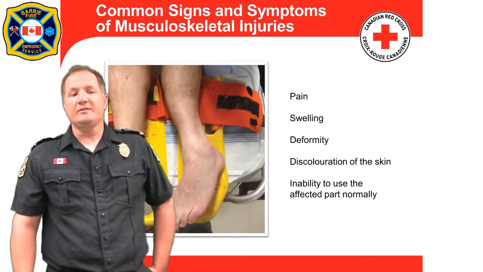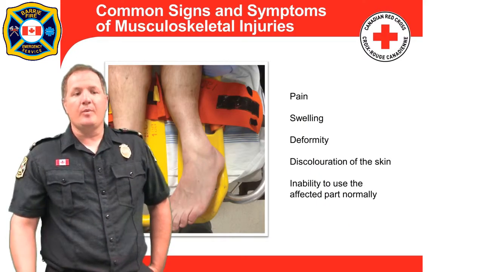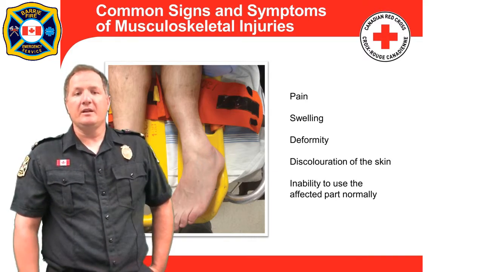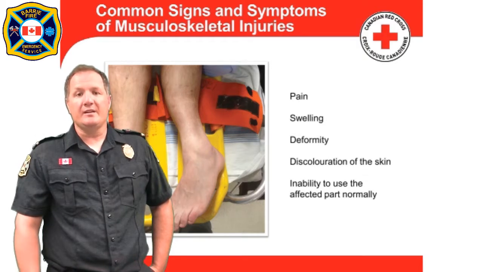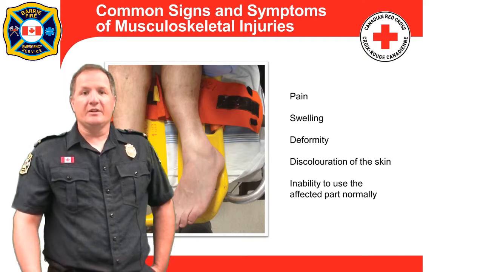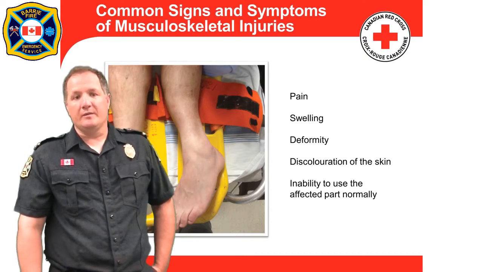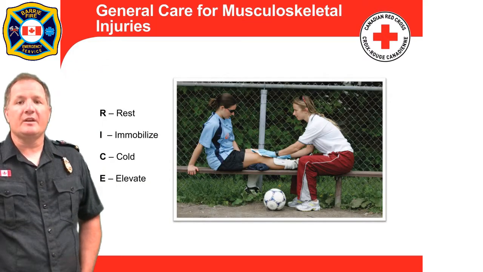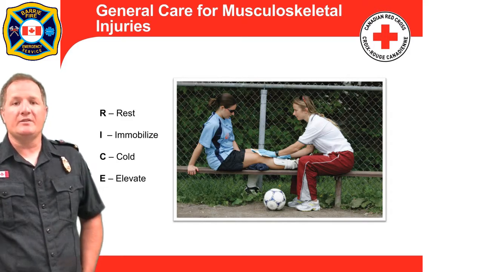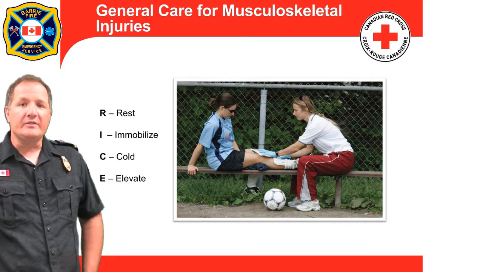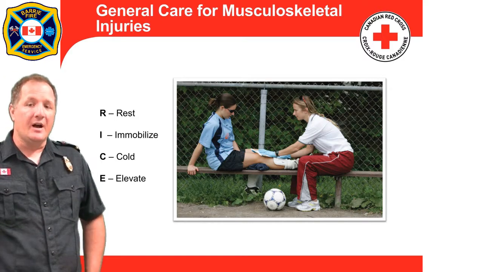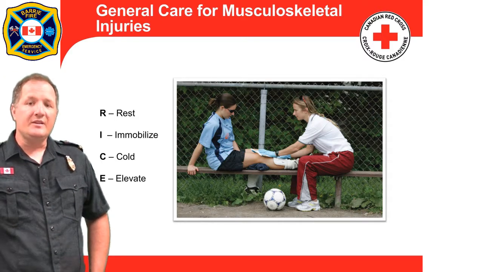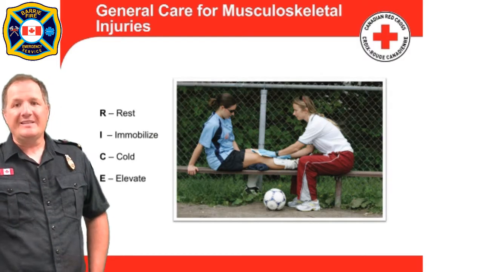The more common signs and symptoms of a musculoskeletal injury are pain, swelling, deformity, and inability to use the affected part. It's an important part of our primary and secondary survey to actually expose the area and again assess the circulation, mobility, and sensation of the injured part. General care for musculoskeletal injuries includes four basic concepts. We use the acronym RICE to remember all four concepts. The R stands for rest, the I stands for immobilize, the C stands for cold, and the E stands for elevate.